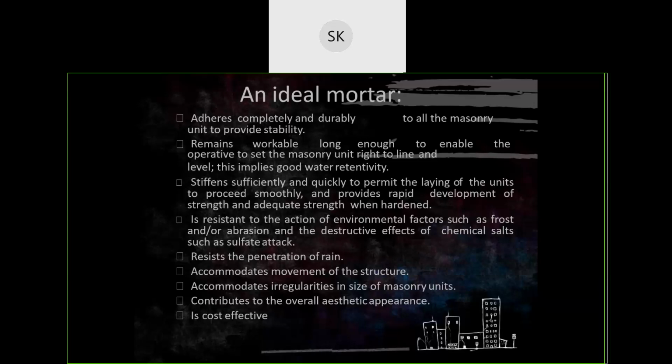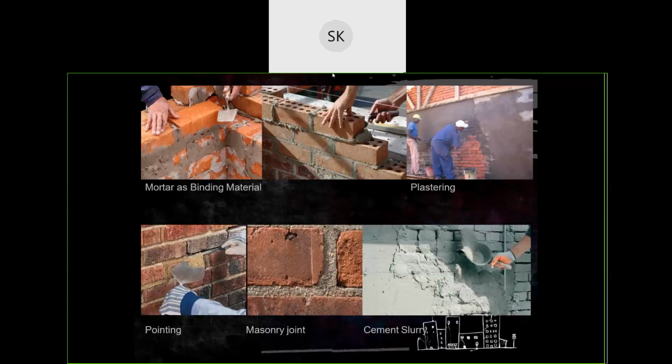It should accommodate irregularity in size of masonry. Suppose some bricks are broken in some parts, and you fill the gap with mortar; it should make some regularity between them. It should contribute to the overall aesthetic appearance also, and the last one, it should be cost effective.